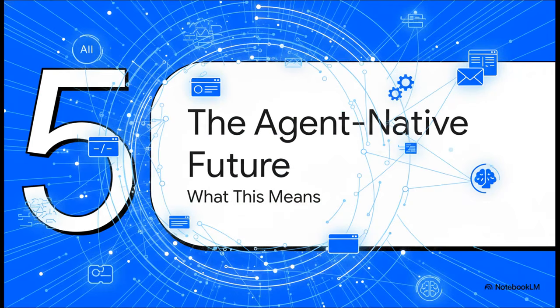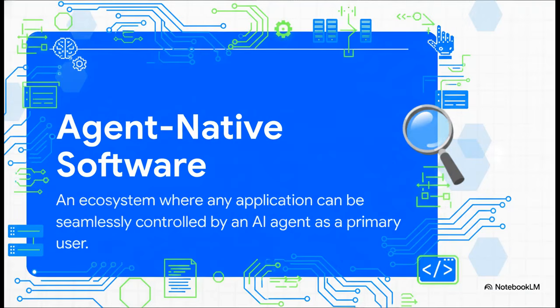All right, so let's zoom out. What does this all add up to? Because this technology isn't just about one cool tool. It's about laying the groundwork for an entirely new kind of software ecosystem. And that brings us to this new term, agent-native software. This is the future we're talking about. A future where apps aren't just built for human hands and eyes, but are designed from the ground up, or in this case, adapted, so that AI agents can be treated as primary users, as first-class citizens.